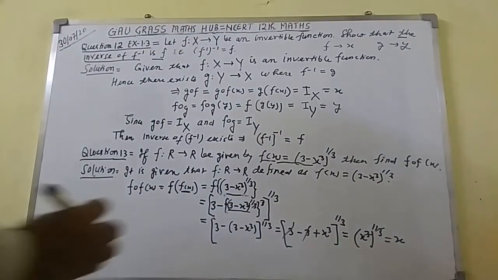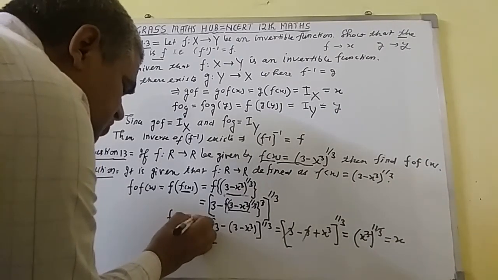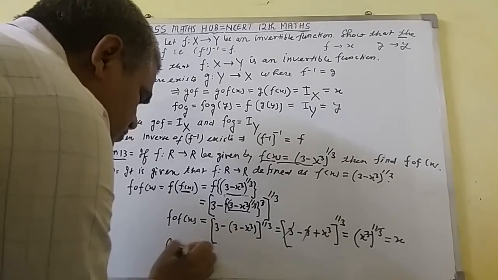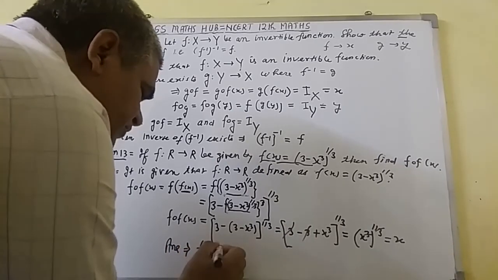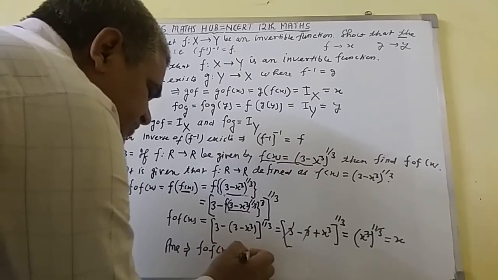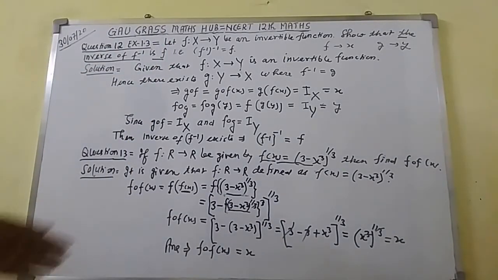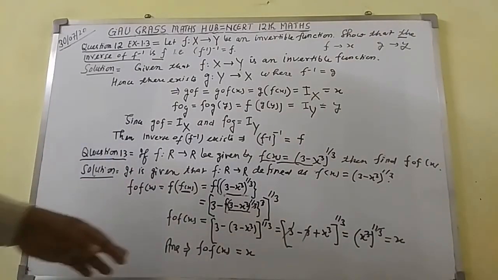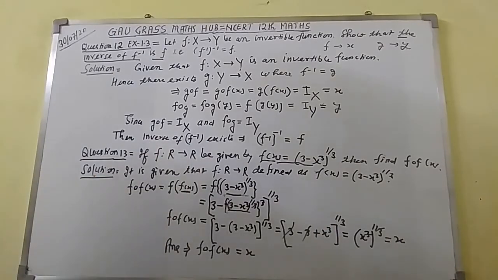So now the value of f of f(x): the answer will be f of f(x) equal to x. This is the correct answer. So here I have solved this question number 30. Answer will be f of f(x) equal to x. This is the complete solution.